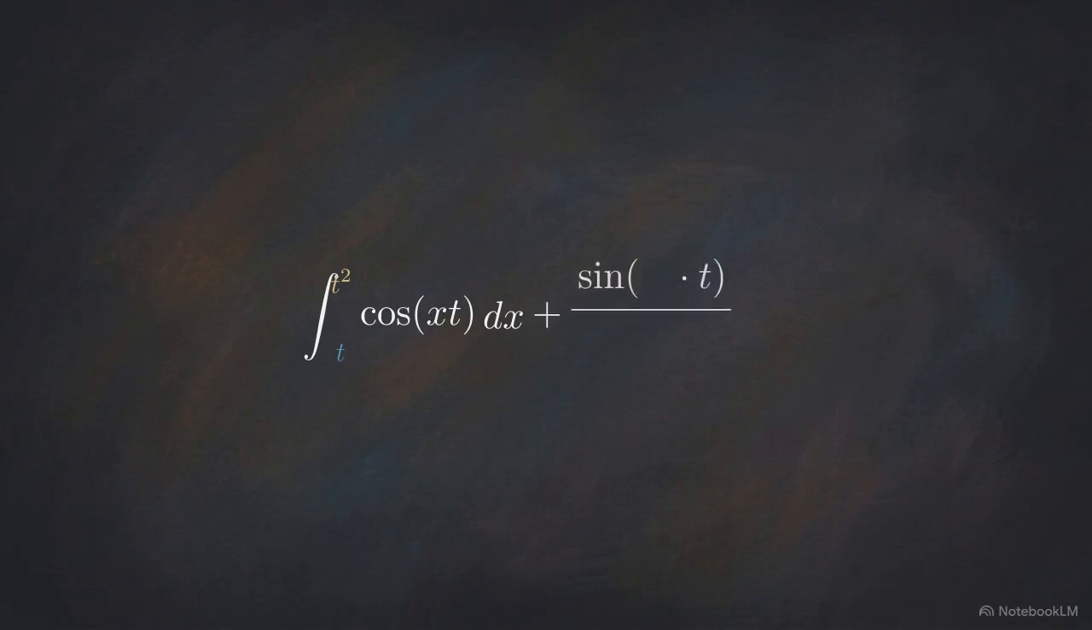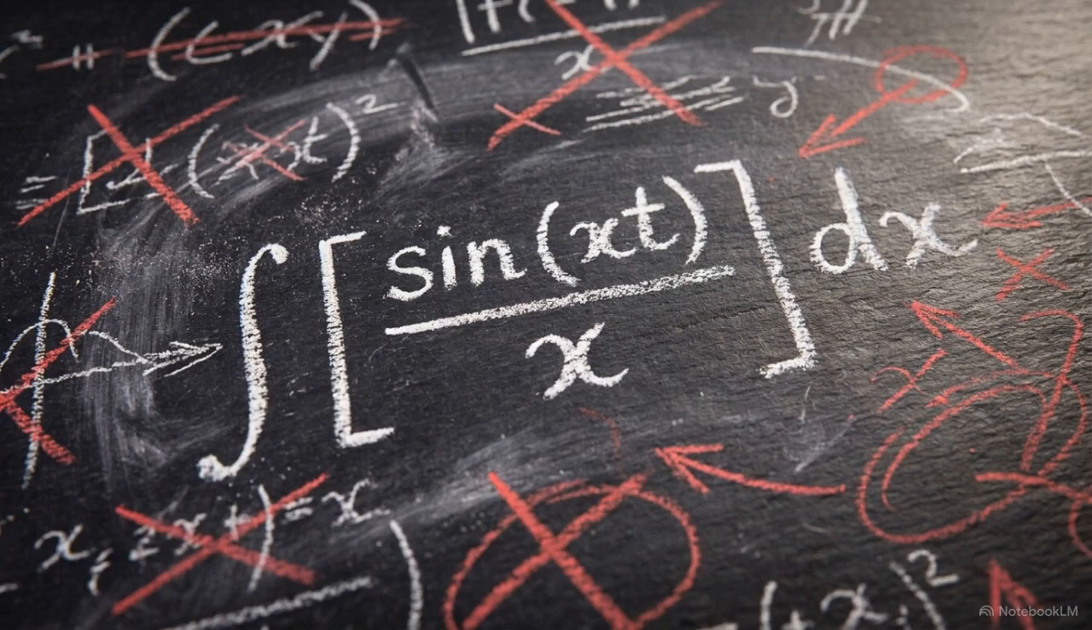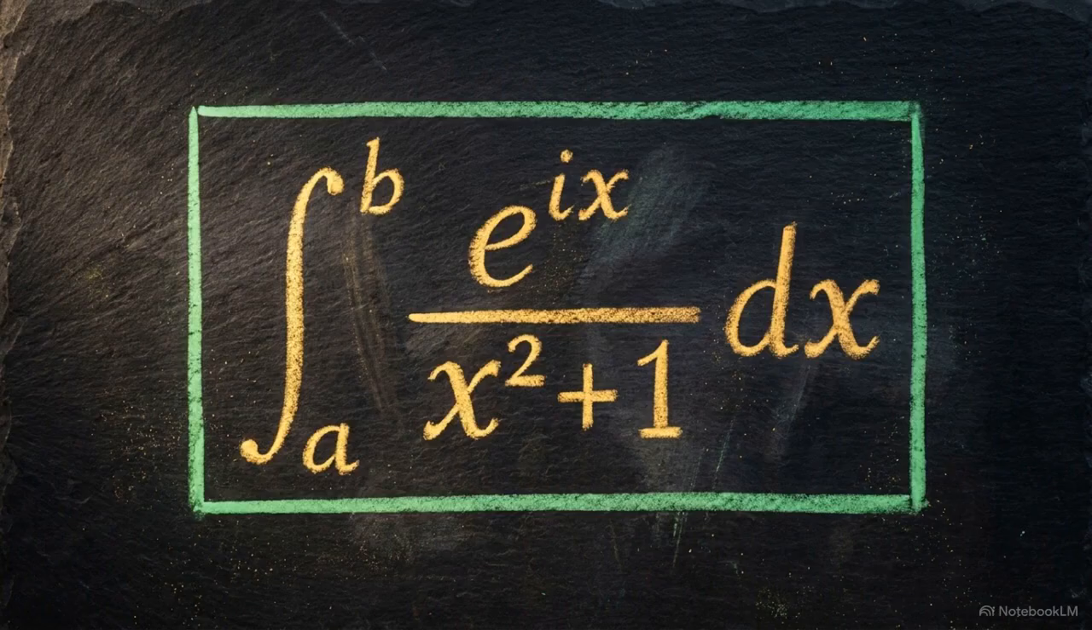Next, we calculate the boundary changes. We evaluate the original function at the upper limit, t squared, and multiply by its derivative, 2t. Finally, we subtract the function evaluated at the lower limit, t, multiplied by its derivative, 1. Finding the explicit antiderivative of sine of x times t over x is mathematically impossible. Differentiating under the integral sign was the only valid path to a solution.